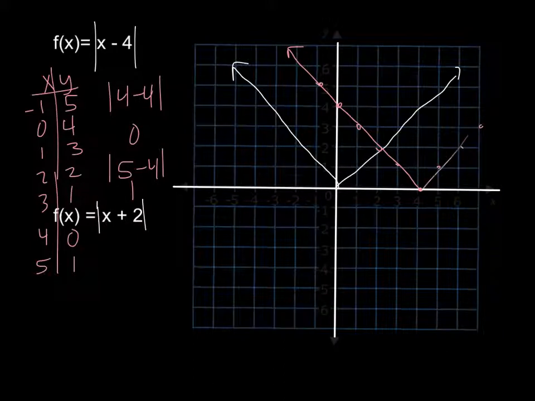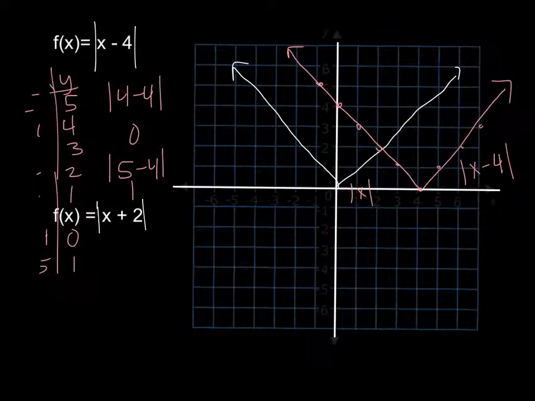So now I want you to take a look at this graph. If the white one is the absolute value of x, and this one is the absolute value of x minus 4, what kind of shift do you see with the graph? Well, notice that it moved to the right 4.